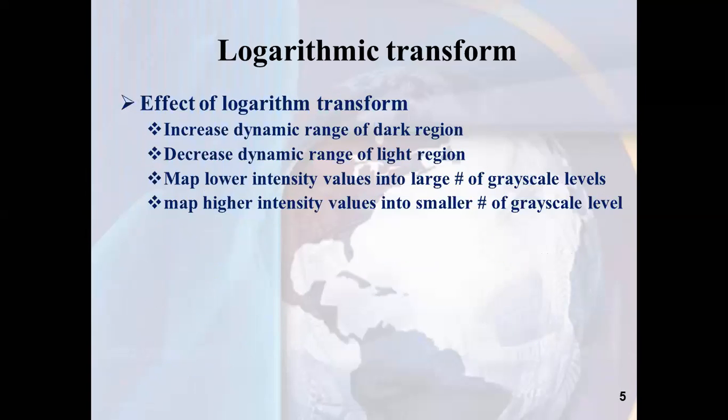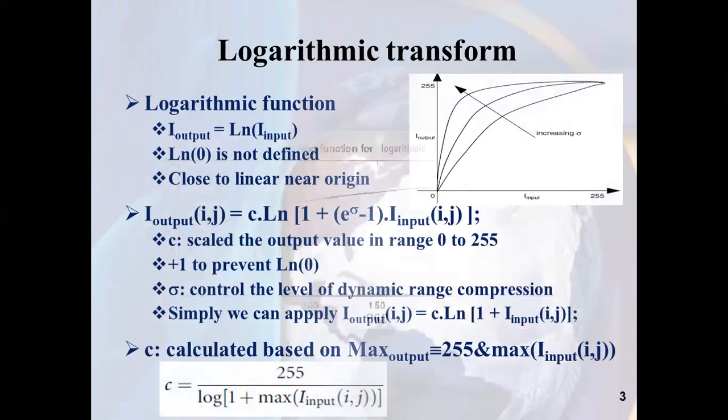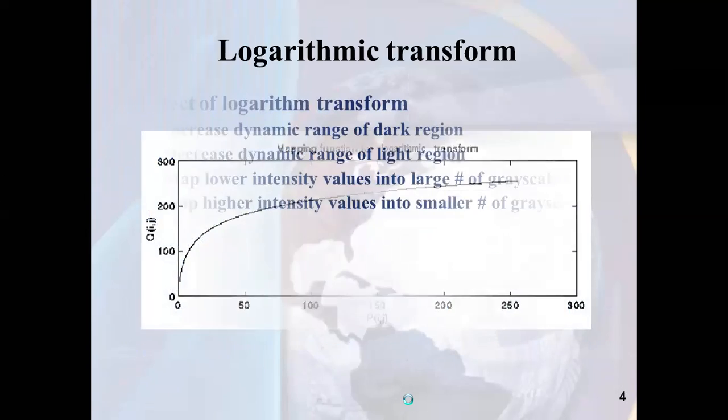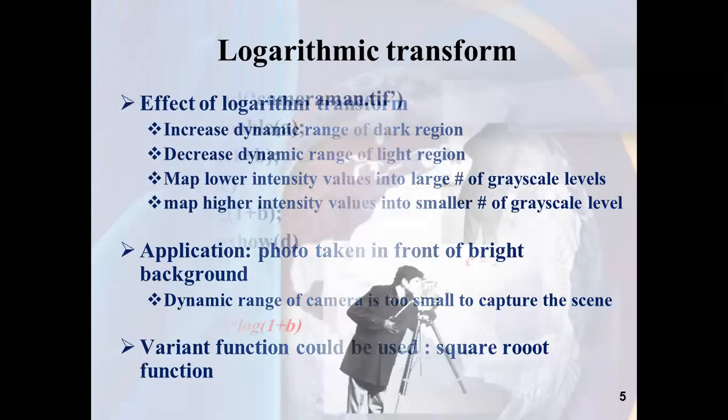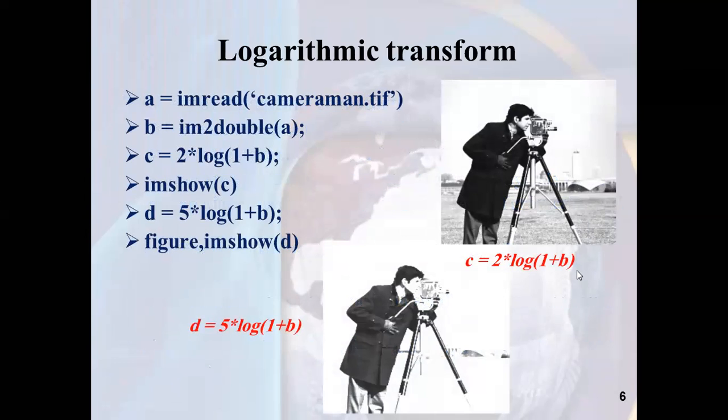Because this is the function we adopted: s equals c times ln(1 + the value of the pixel). As we said, if I want the maximum to reach 255, I take c as 255 over log(1 + maximum input). Or I can take different values of c and see what is the best value of c that can be selected. So this is for 2 log(1 + image). This is 5 log(1 + image).